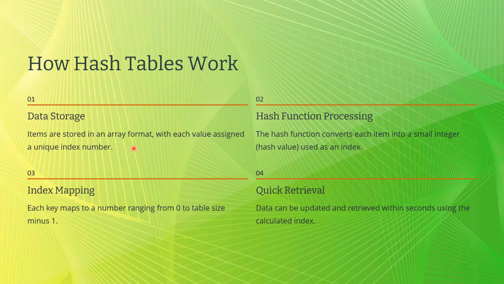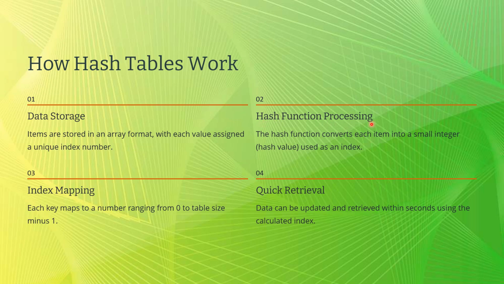For example, consider array size equal to 5. The starting index value is 0. Ending index value is equal to n minus 1. That is 5 minus 1 is equal to 4.